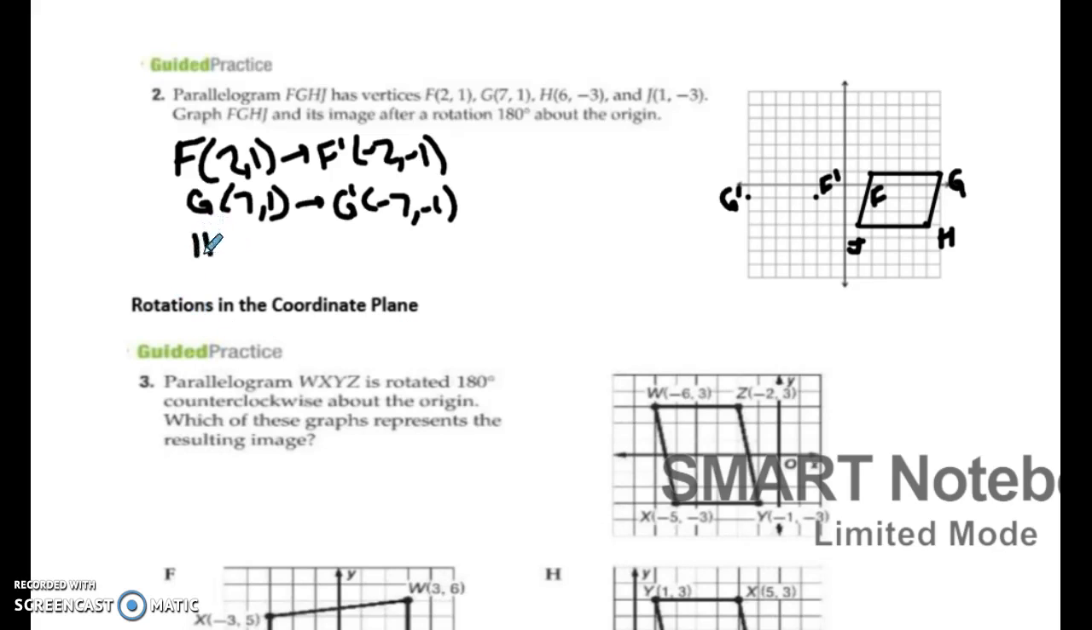Then H is at 6, -3. So I'm going to multiply both of those by a negative. So what you'll see here, since your original point, 6, -3, has a negative number in it, when I figure out its image, I make 6 negative, so -6, and then -3 becomes +3, because -3 times -1 is a positive. So I'm going to go back 6, up 3, and there's my image of H.